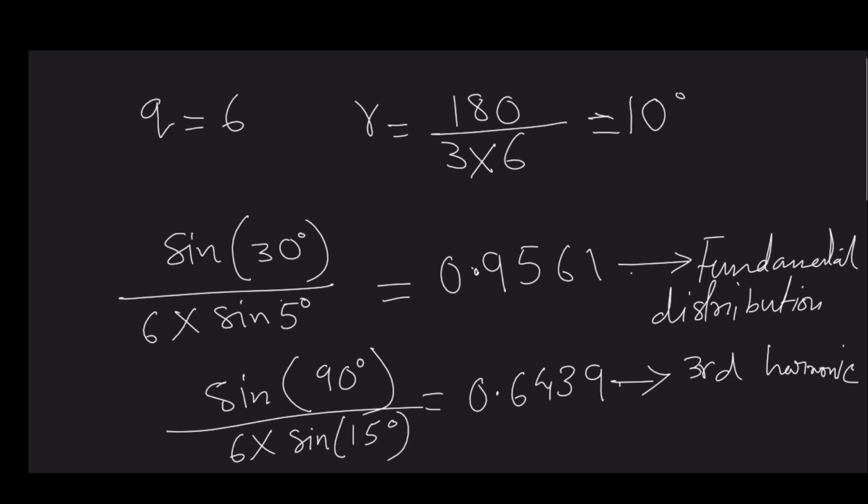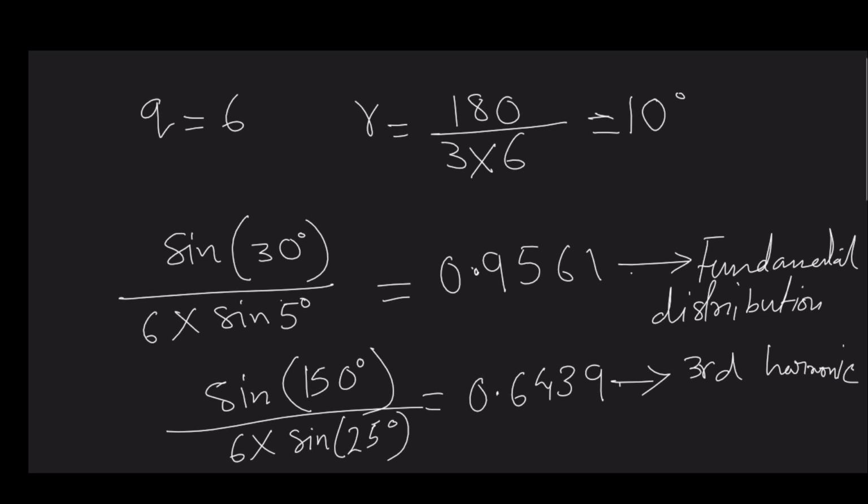We do not waste our time with the third harmonic because the third harmonic can be cancelled out using some winding connection. What about the fifth harmonic? It will be sine 150 degree, and here it will be sine 25 degree. So let us see what we are getting.